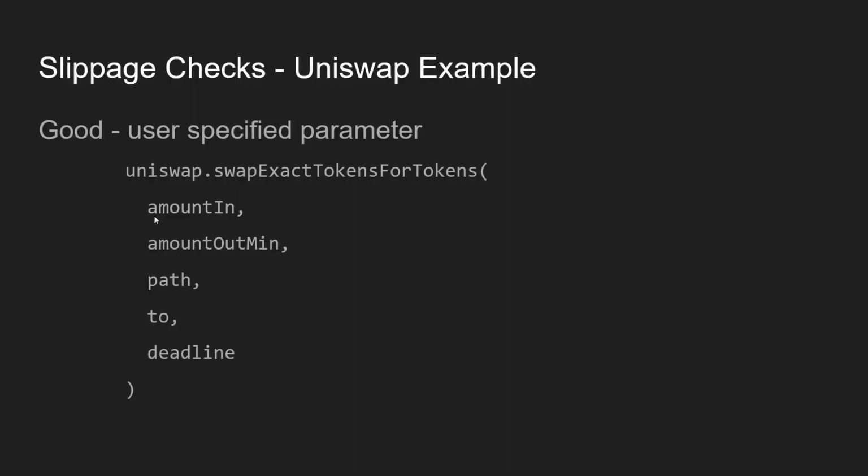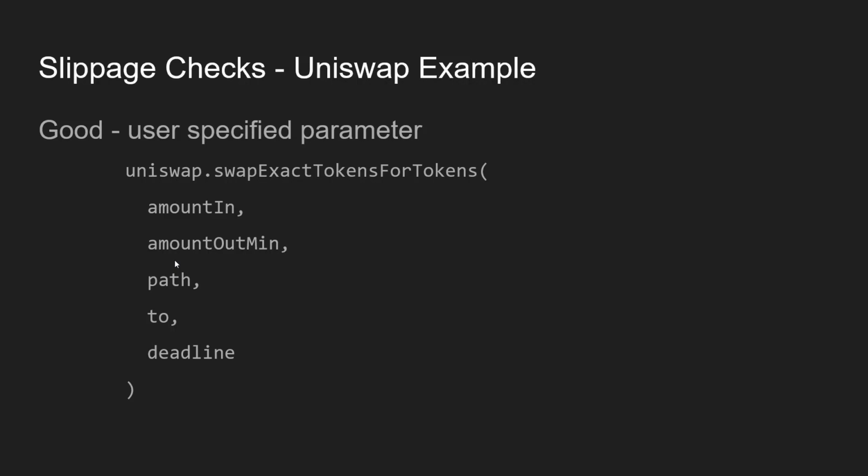So generally what you want to do is allow the user to specify the amount of slippage that they are willing to tolerate and have that as a parameter that the user can control themselves. And that way the user can adjust their slippage depending on the particular market condition and their own risk tolerance.